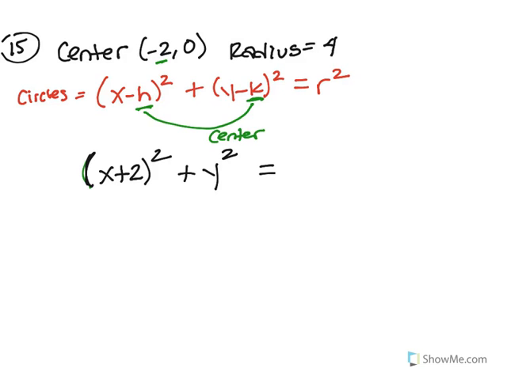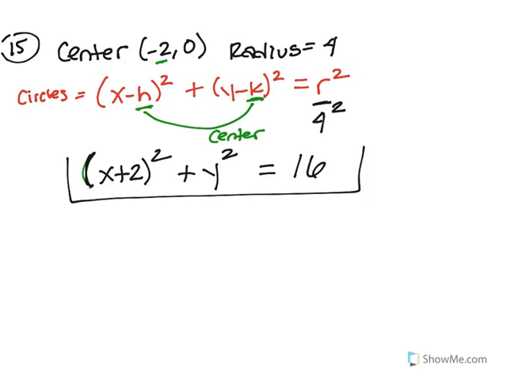Equals, the radius is 4. So you see that says R squared. So that would be 4 squared, which is 16. So that would be your equation in center radius form.